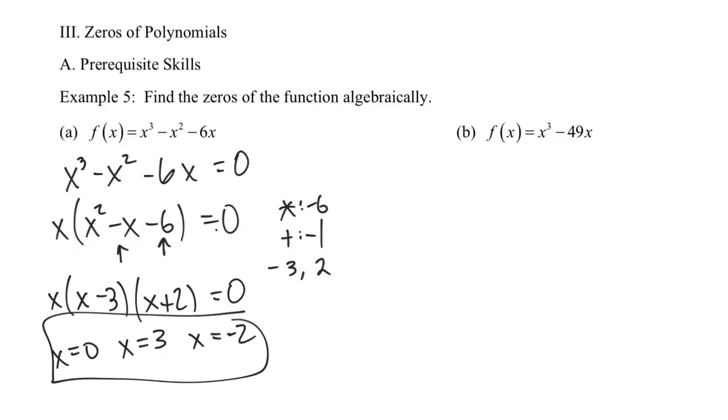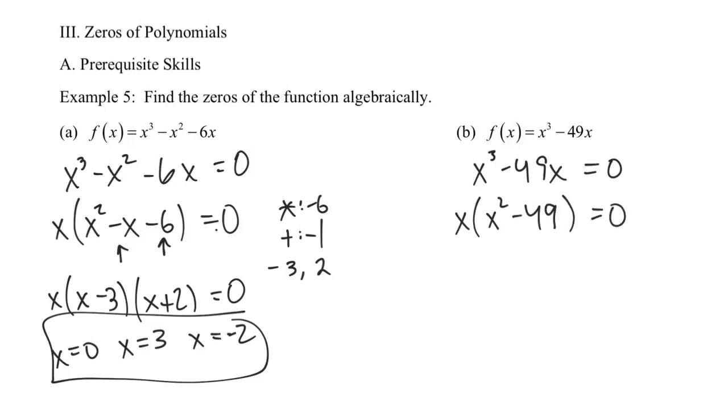Okay, letter B, again, if we want to find the zeros, the first step is to set the function equal to 0 and try to solve. And just like on letter A, I see that I have a greatest common factor of an x, which I can factor out, and that's going to leave me with x squared minus 49.